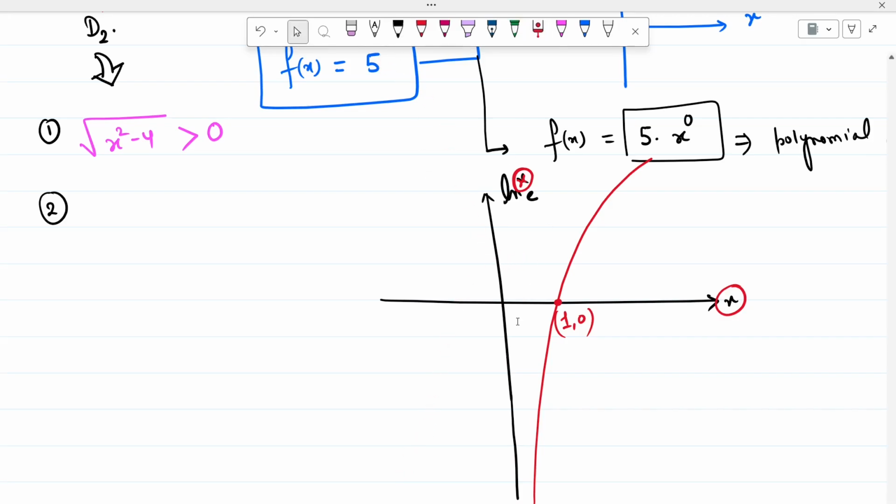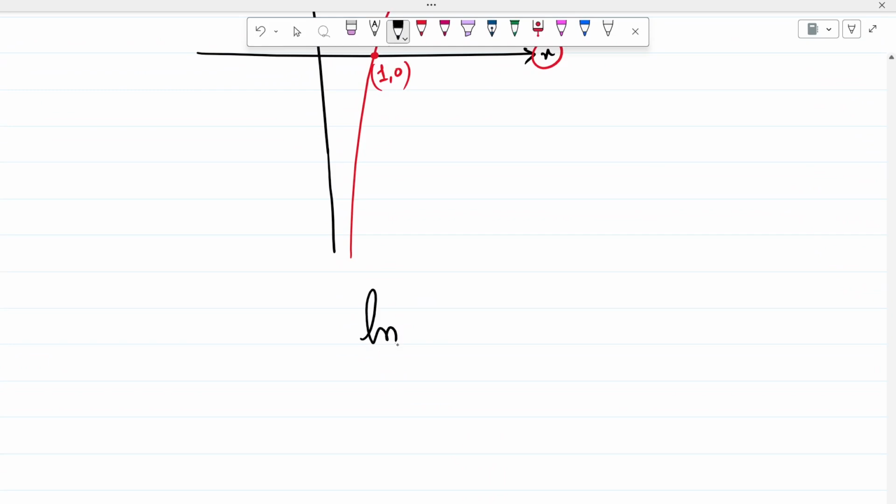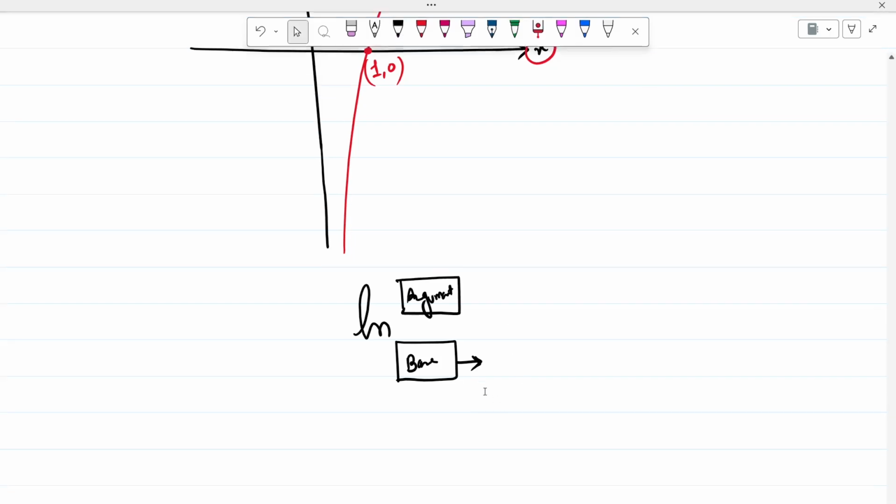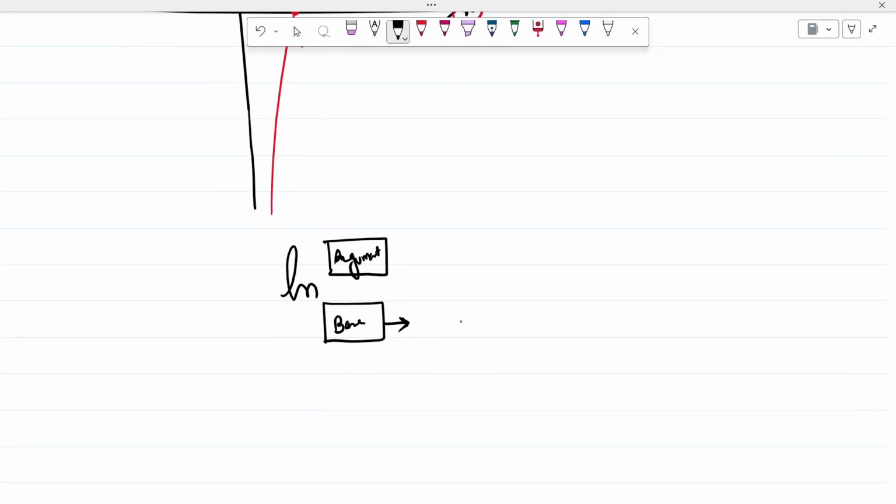There are so many conditions. Let me summarize, you must know this. In your log, you should have some base and some argument. So we have conditions on the base as well as on the argument. Do you know what the condition on the base is for it to be a defined logarithmic function? Can the base be any number? Is it greater than 0? Yes, that's correct. Base should be greater than 0.